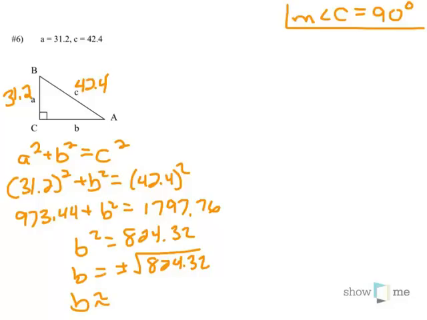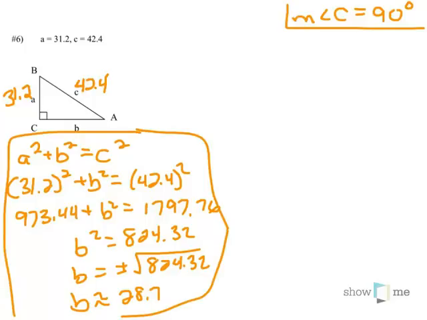To figure out what angle B is, or angle A, either one, we could use a trig function. Doesn't matter which one we find first. Let's say that we do angle A. Measure of angle A. We have A is the opposite leg and C is the hypotenuse. That's sine. Sine of angle A is the opposite leg over the hypotenuse.